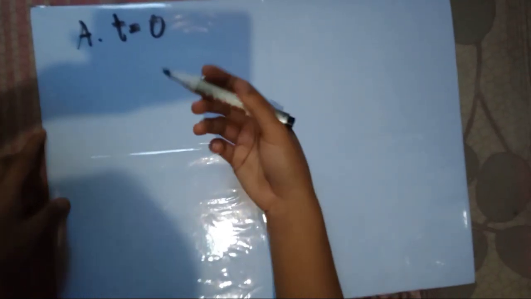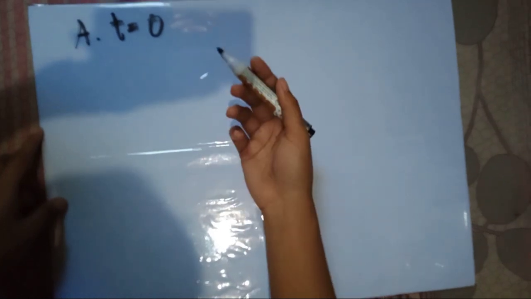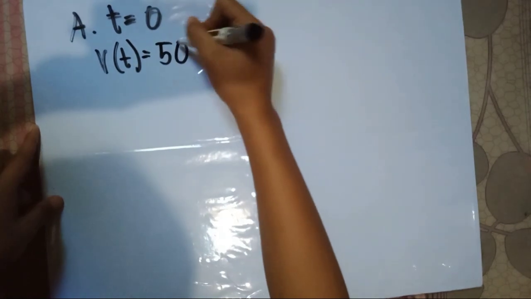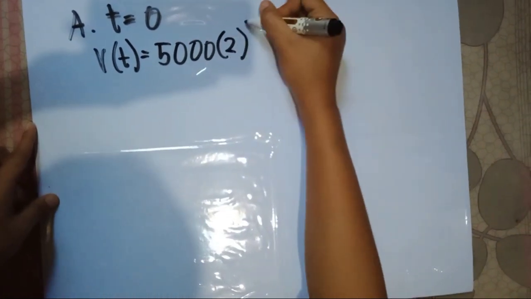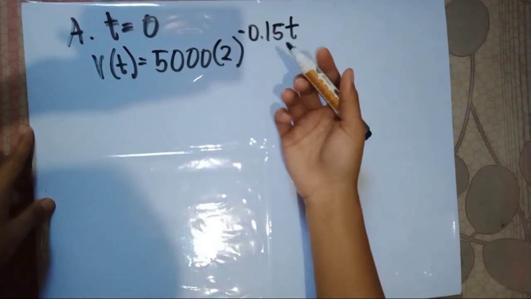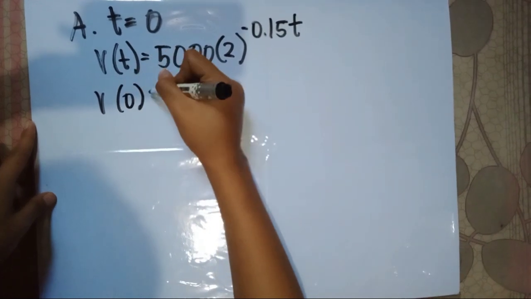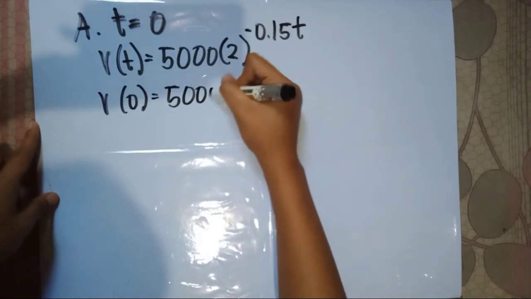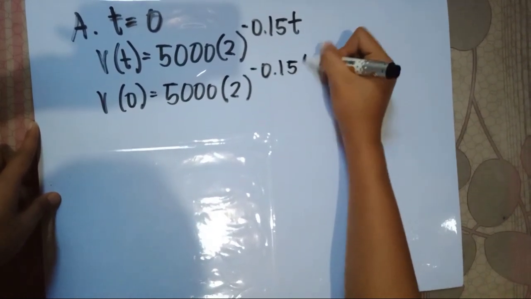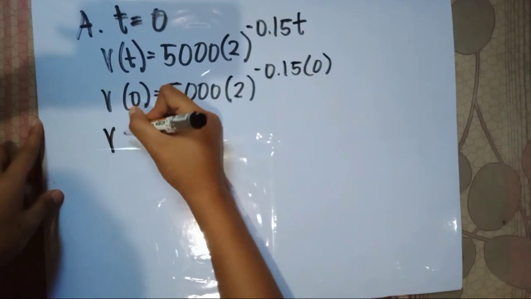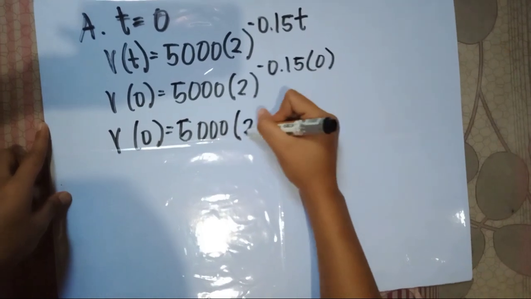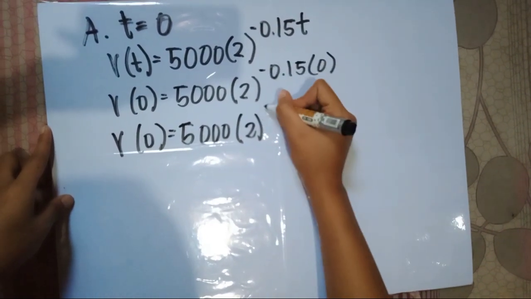To find the original value of the machine, we substitute t is equals to 0 into the function v of t is equals to 5,000 times 2 raised to the power of negative 0.15t. The equation becomes v of 0 is equals to 5,000 times 2 raised to the power of negative 0.15 times 0. So v of 0 is equals to 5,000 times 2. Negative 0.15 times 0 is equals to 0.